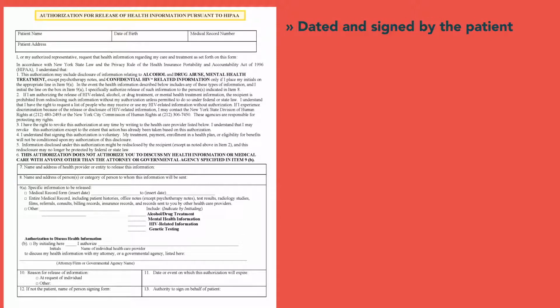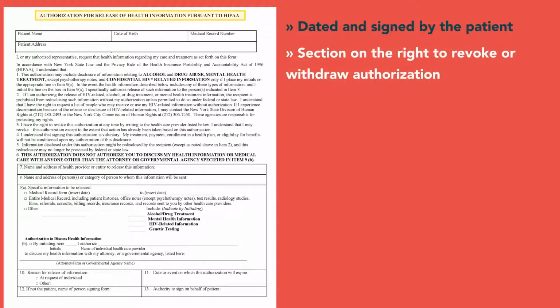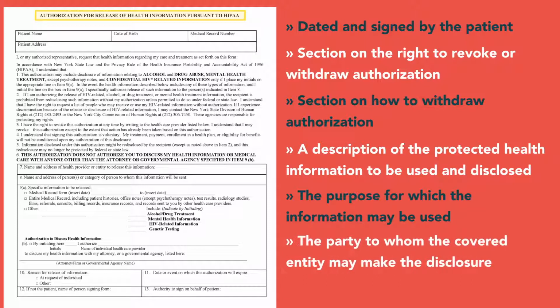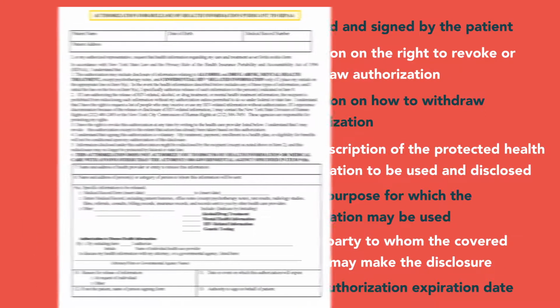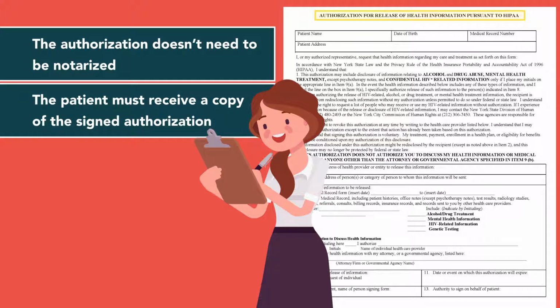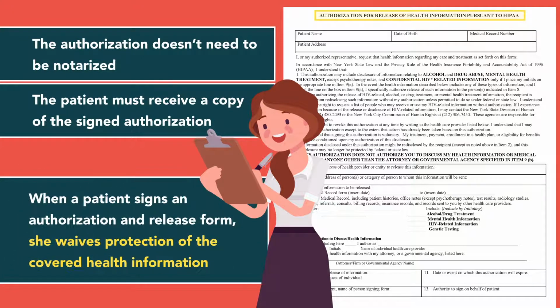A standard HIPAA authorization and release form must be dated and signed by the patient, and it must include several elements, including a section on the right to revoke or withdraw authorization and a section on how to withdraw authorization. It must include a description of the protected health information to be used and disclosed, the purpose for which the information may be used, the party to whom the covered entity may make the disclosure, and an authorization expiration date. The authorization doesn't need to be notarized, but the patient must receive a copy of the signed authorization. When a patient signs an authorization and release form, he waives protection of the covered health information.